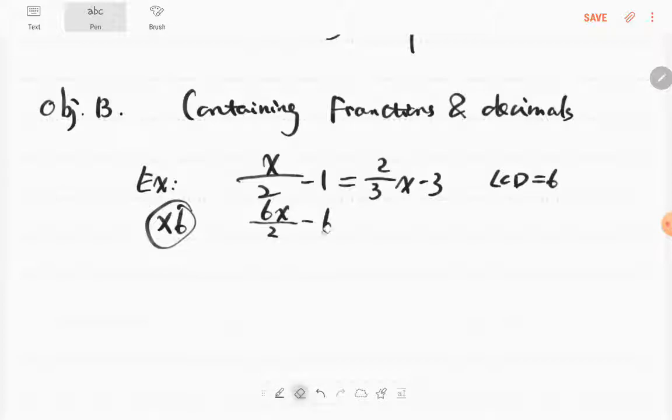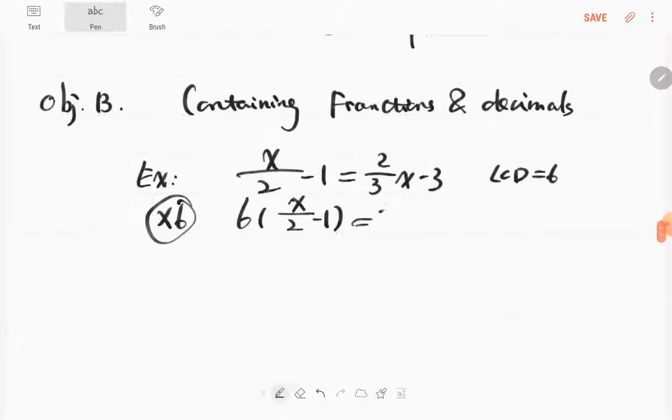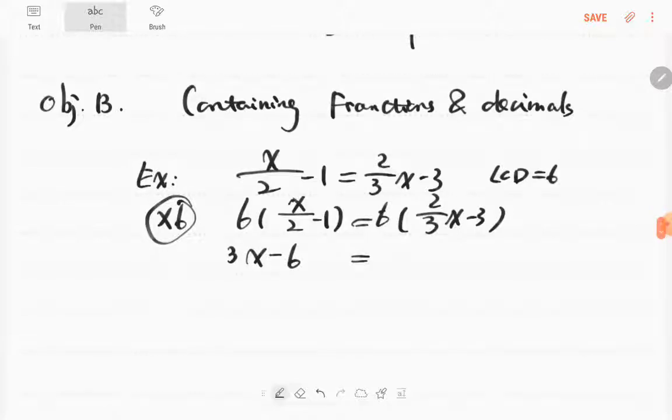Okay, I can show you. You can do like this, both sides times 6. After that, we should use the distributive rule for getting rid of the parentheses. We will get 3x for the left side and 4x minus 18. The remaining part is just the same.